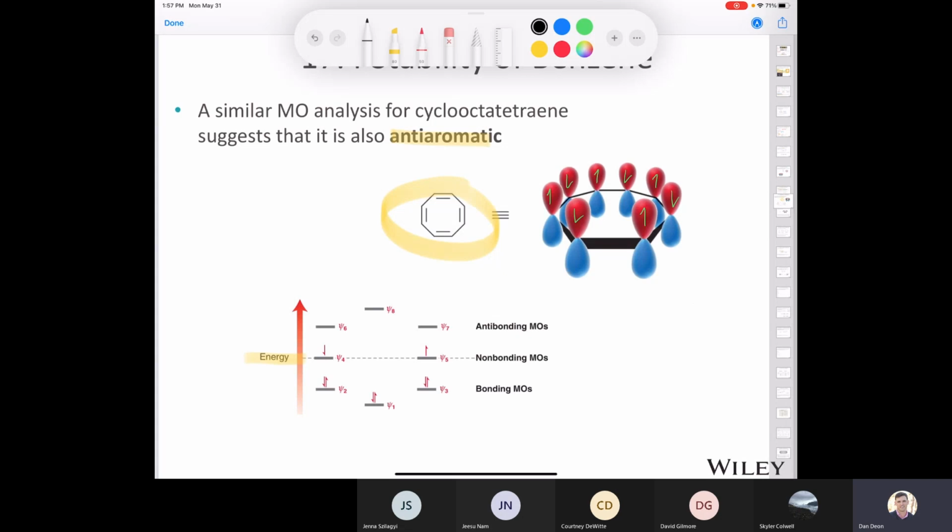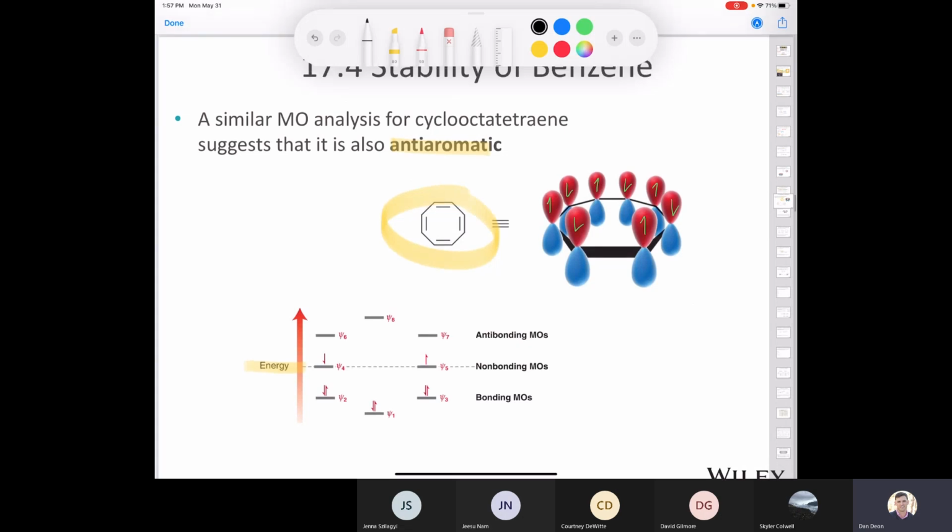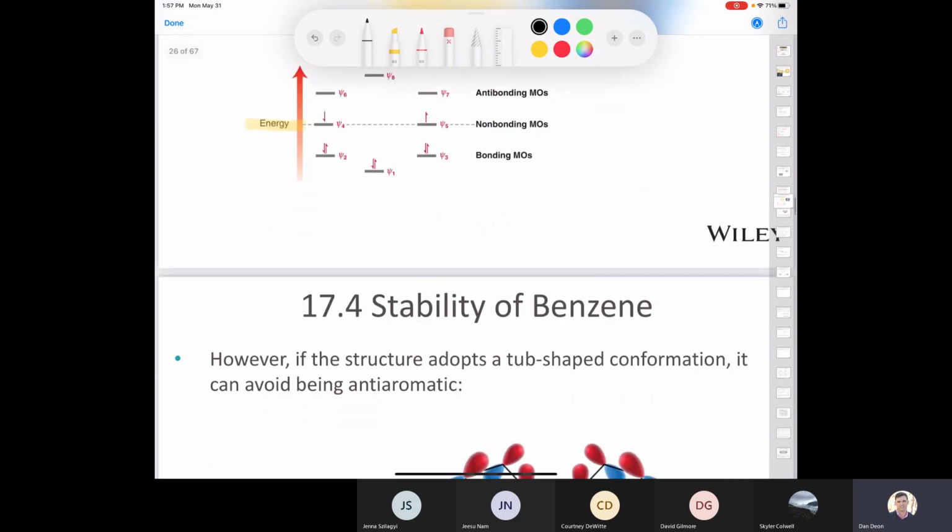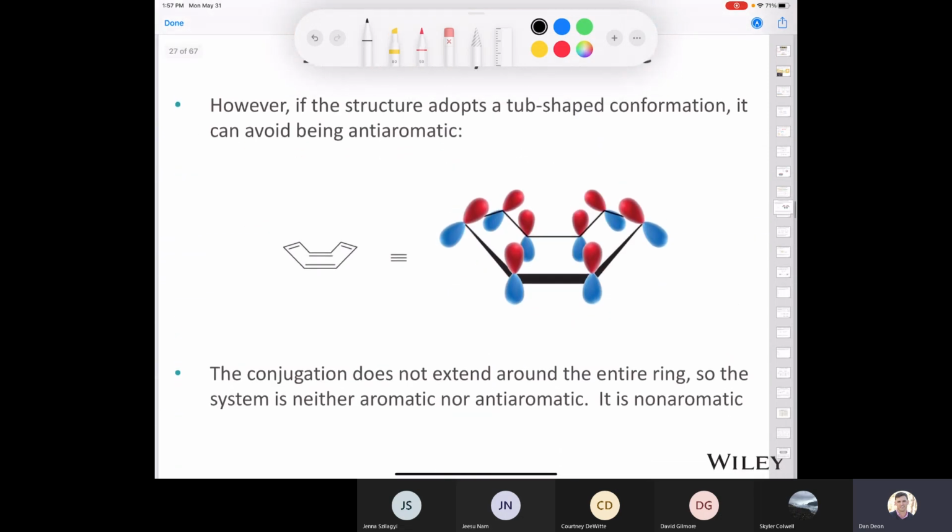Now, what can this guy do? The cyclooctatetraene, what can it do to avoid being anti-aromatic? Well, it does something very different. It adopts a tub shape, and you can see how this looks like a tub, right?